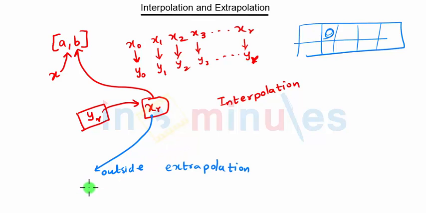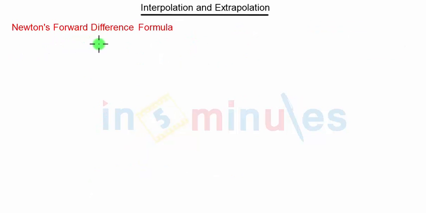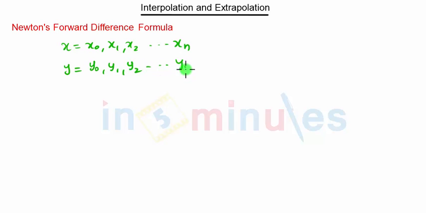That formula is given by Newton's forward difference formula. We have to prove this, and this proof will be asked in the exam. So we will have the value of x going from 0, 1, 2 up to n, and we have the corresponding values of y going from y0, y1, y2 up to yn.